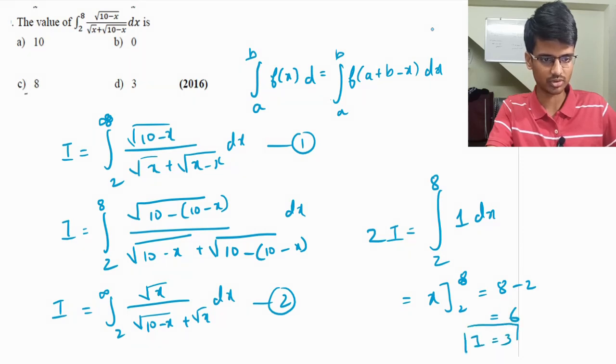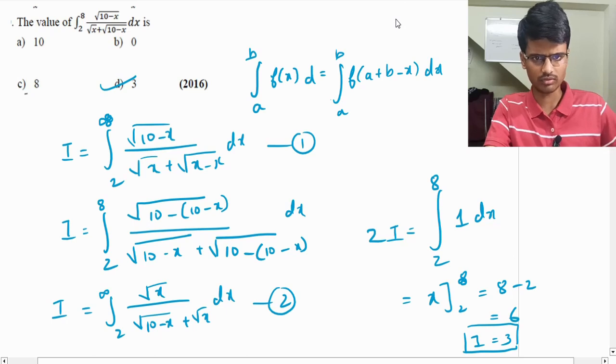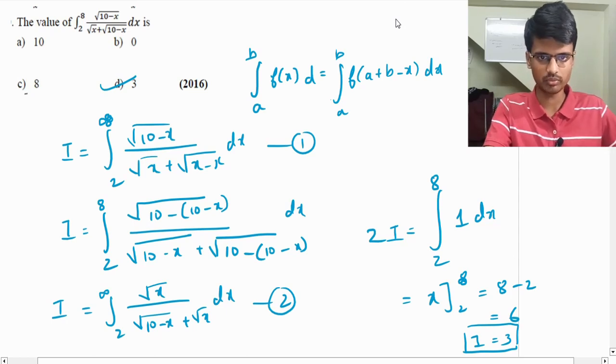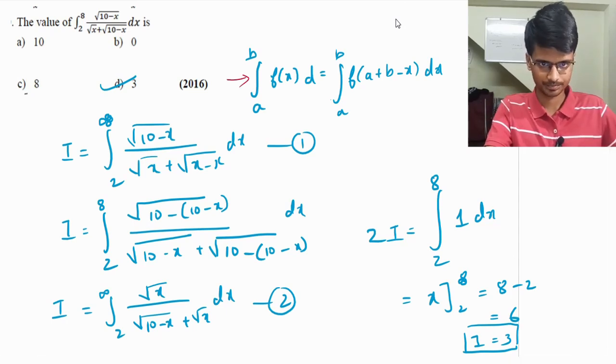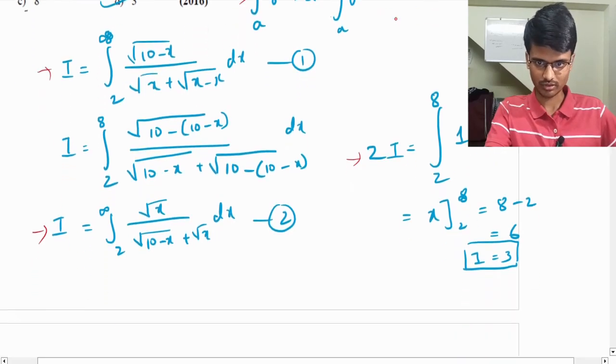So this is how you solve these kind of questions. Okay, this was an easy question, pretty easy question. Correct answer is option D. So what did we do? We just applied this property to this question, then we added both the integrals, we got this integral, and we simplified. Both the numerator and denominator got cancelled, and this is how you can solve these kind of questions.